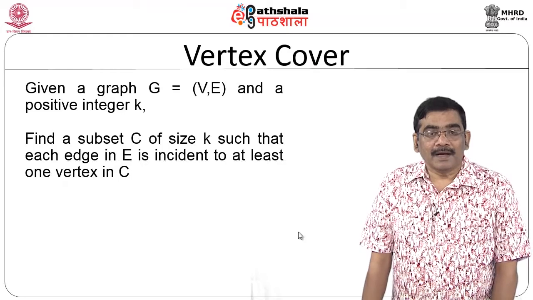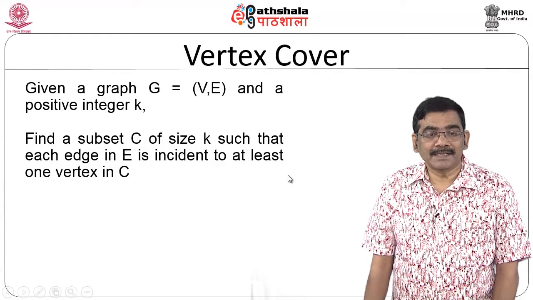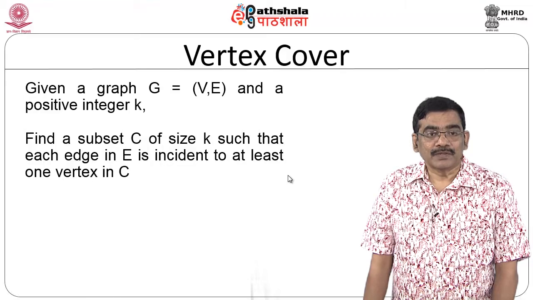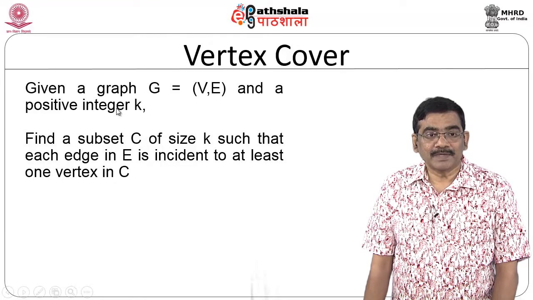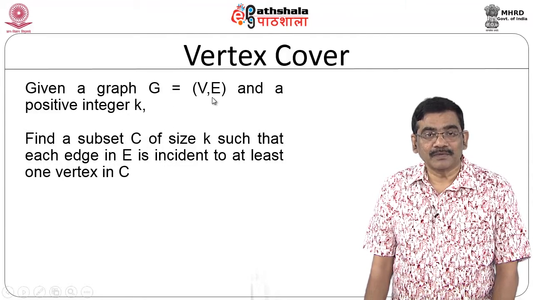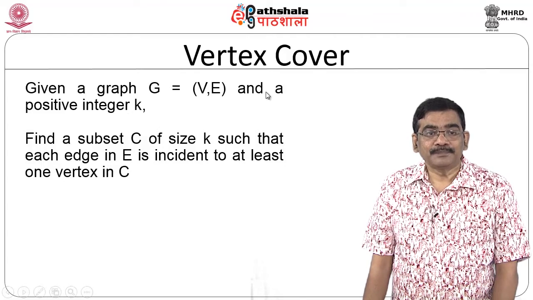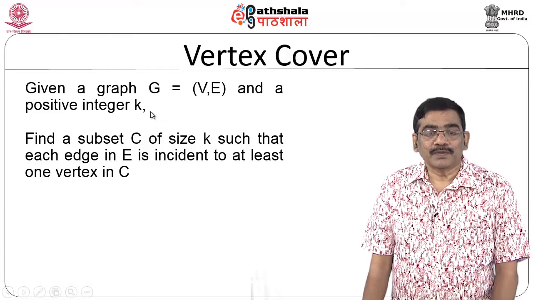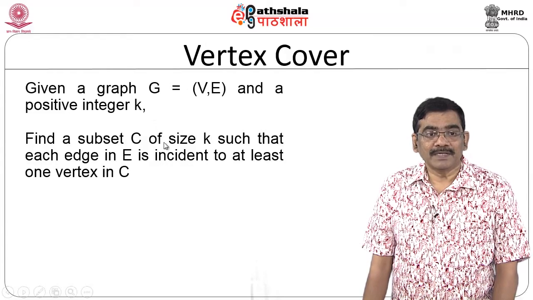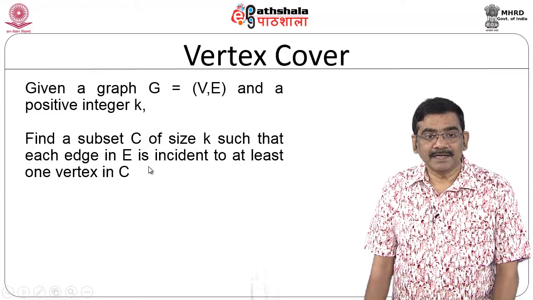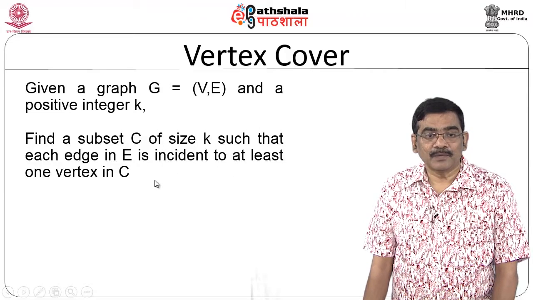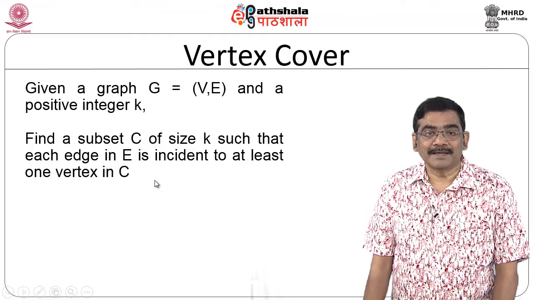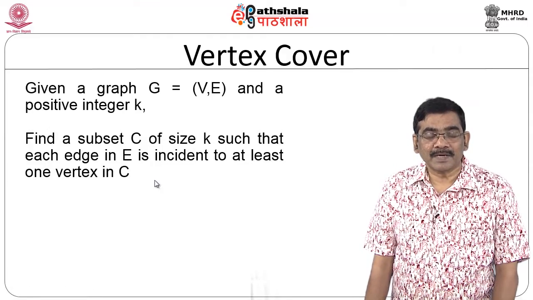Okay. We can also extend this for vertex cover. In vertex cover, what we are trying to do is, we are given a graph G equal to (V, E), and we are given a positive integer k. All we have to do is find a subset C of size k such that each edge is incident to at least one vertex in C. This is called the vertex cover problem.